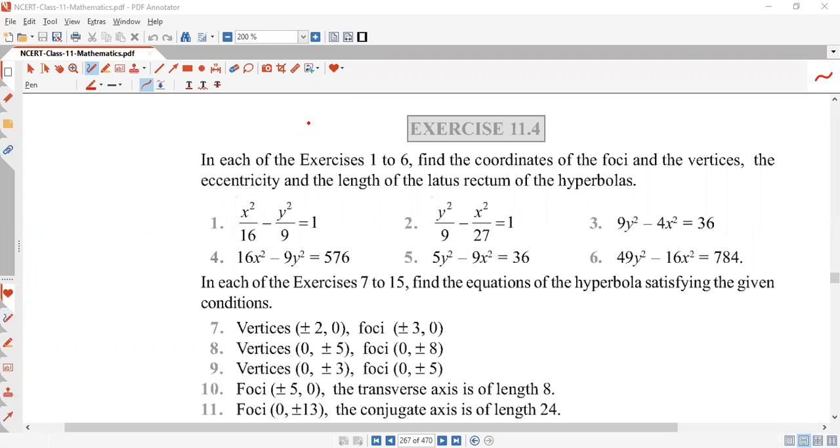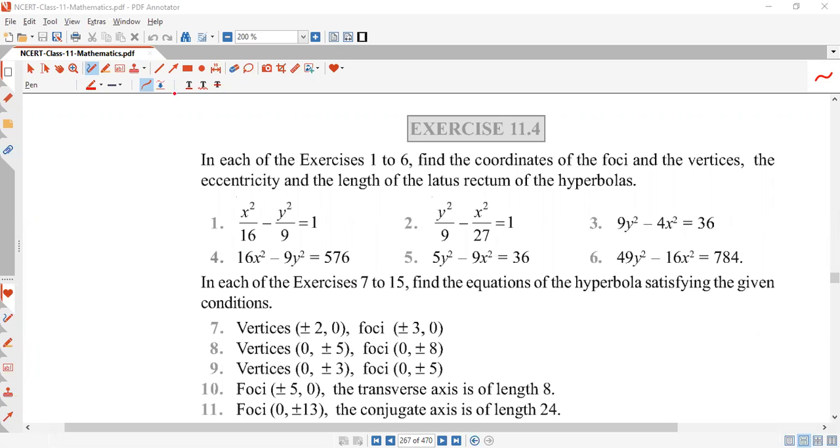Today we'll discuss exercise 11.4. In this conic sections chapter, this exercise basically belongs to the hyperbola, and now we are doing the questions on the hyperbola. Question number 1. In each of the exercises 1 to 6, find the coordinates of the foci and the vertices, the eccentricity, and the length of the latus rectum of the hyperbola.